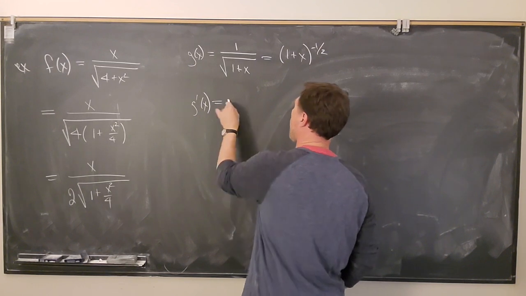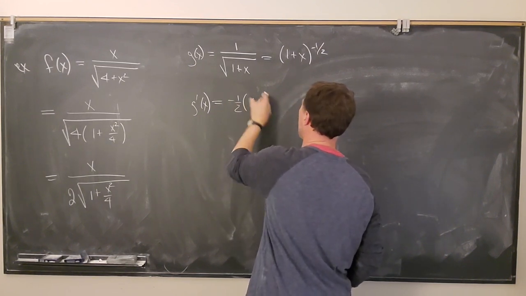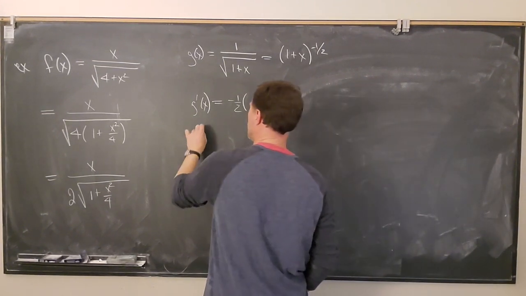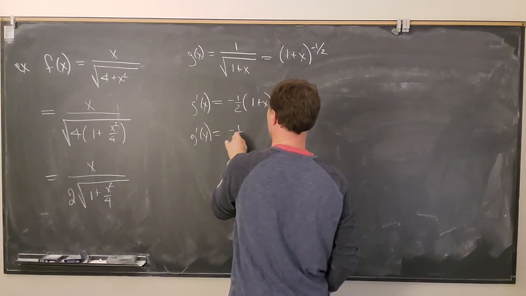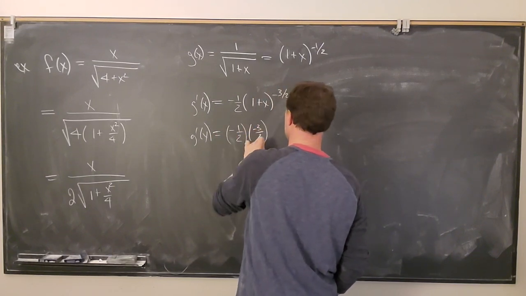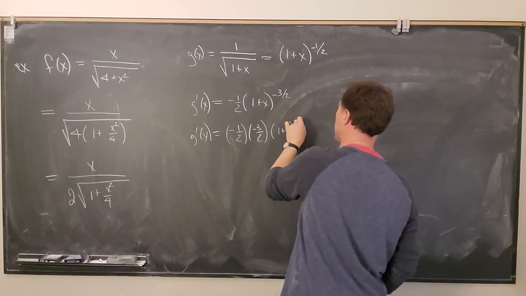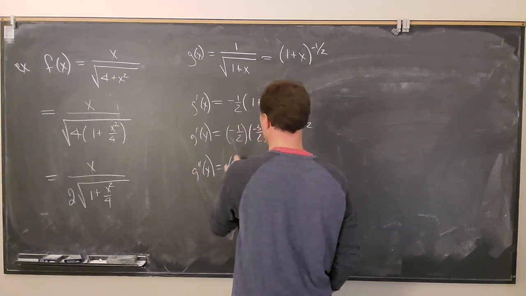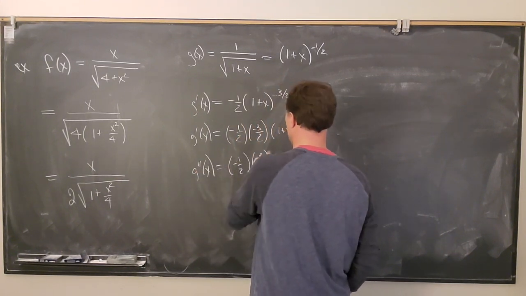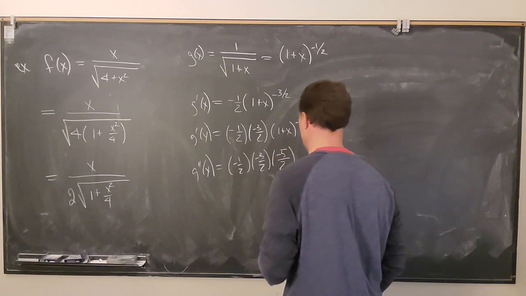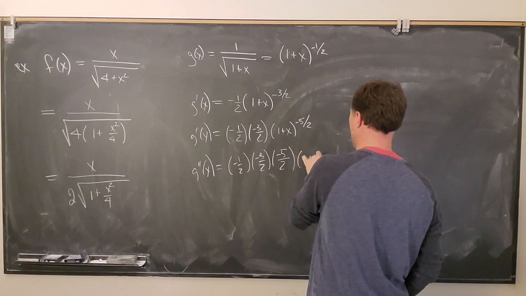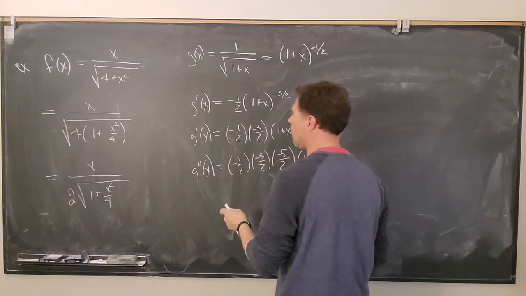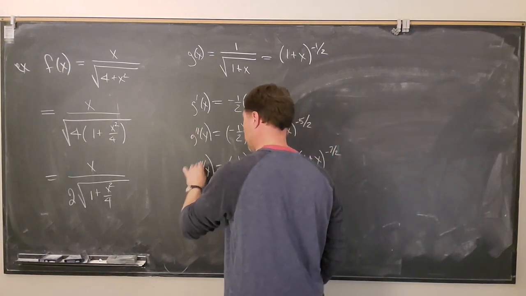So g prime, -1/2, 1 plus x raised to the -3/2. G double prime of x, -1/2 times negative 3 halves times 1 plus x to the minus 5 halves. G triple prime, that'll be a minus 1 half times minus 3 halves times minus 5 halves, 1 plus x raised to the minus 7 halves. Oh, and sorry, I got my derivatives wrong. That's a double prime and that's a triple prime there.